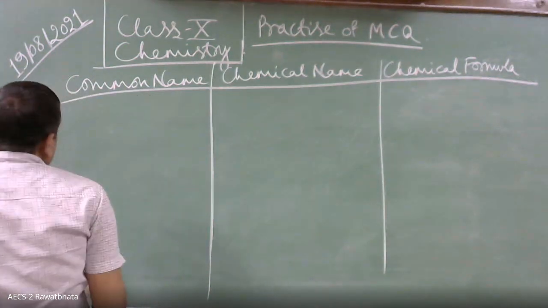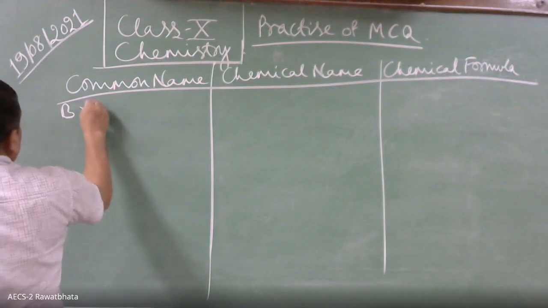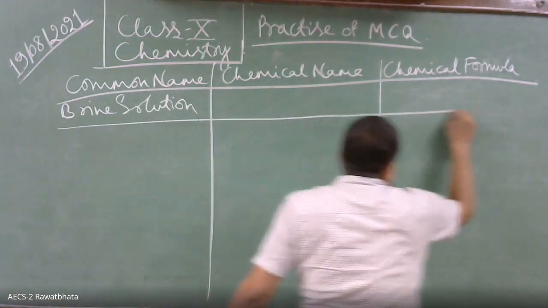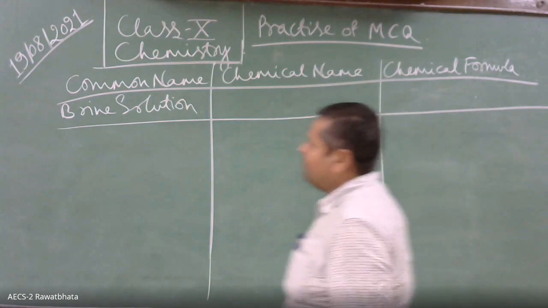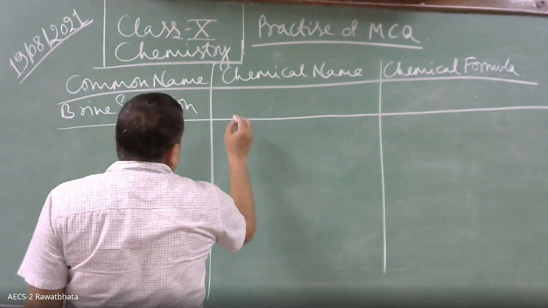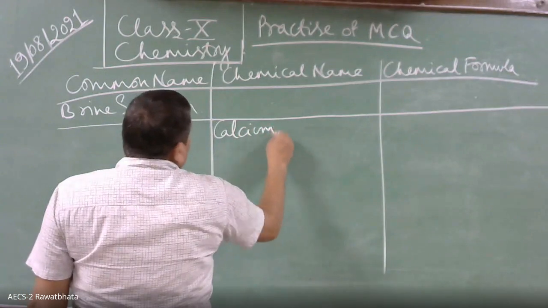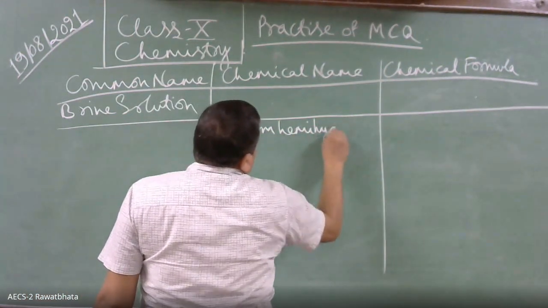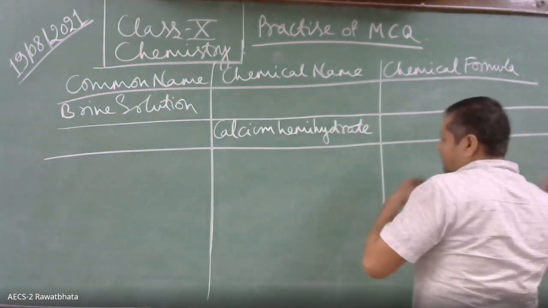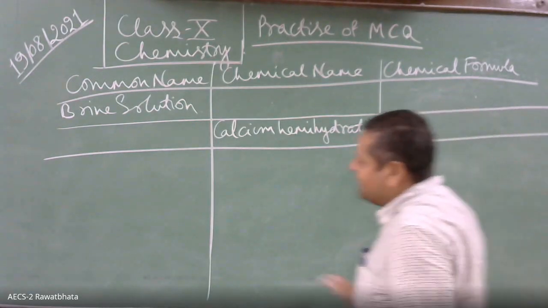Common name, I am writing, suppose, is brine solution. You have to make and you have to fill the blanks. Children, here, this blank you have to fill. Then, if suppose I am writing here, calcium hemihydrate. Okay. Then you have to fill here. Are you getting what you are supposed to do? Yes, sir. You have to fill the blanks here.